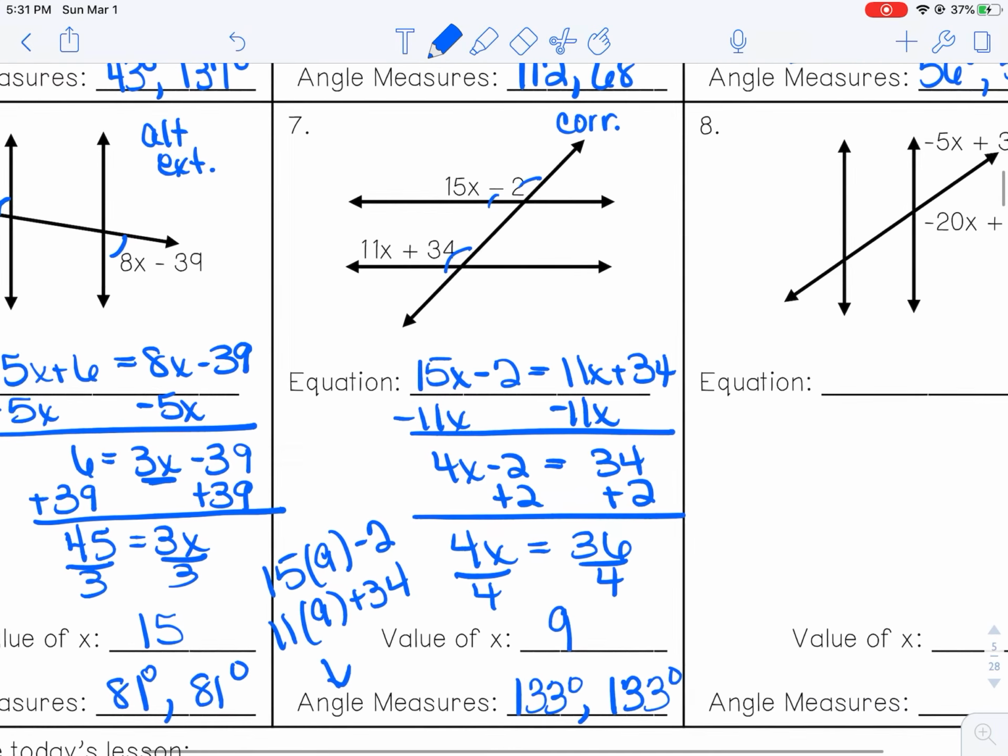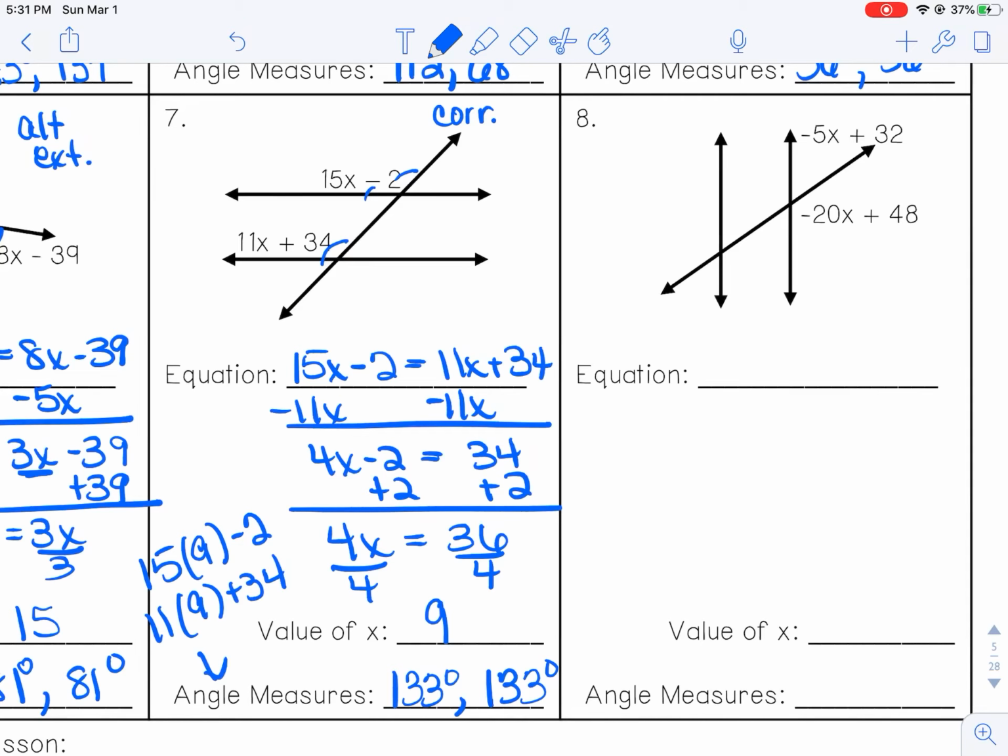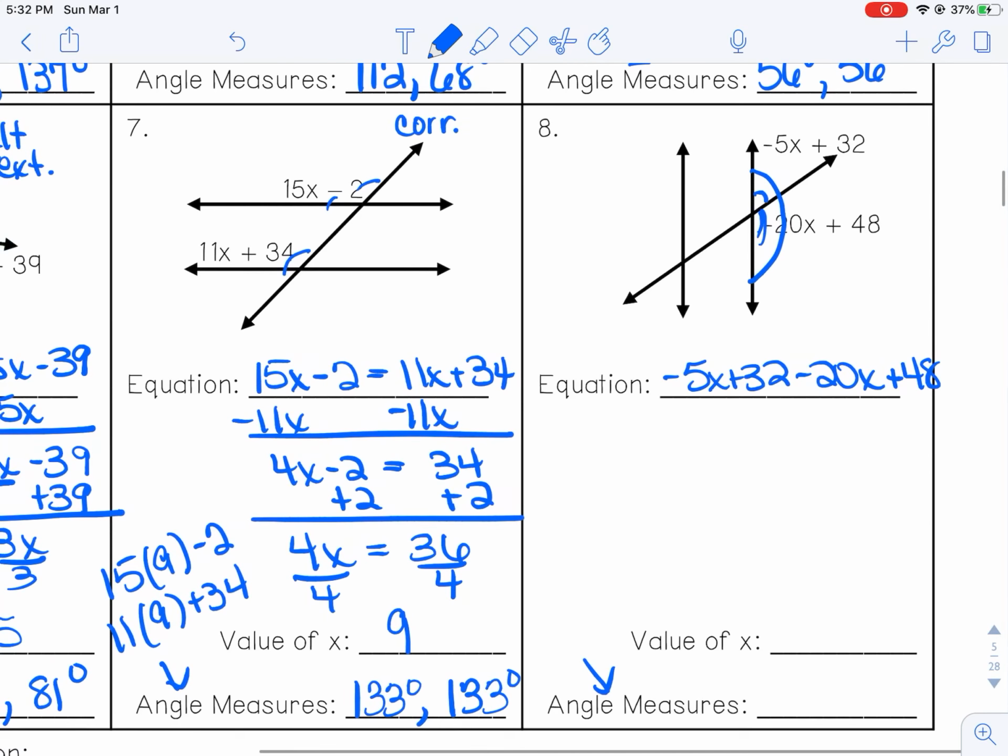One last one. This is a long lesson, guys. Okay, we have this angle here, this angle here. As you can see, these are supplementary angles. So if we add them up, they will equal 180 degrees. That means we're going to have two different angle measures down here. All right, so we have negative 5x plus 32 plus negative 20x plus 48, I'm running out of room here, is equal to 180.